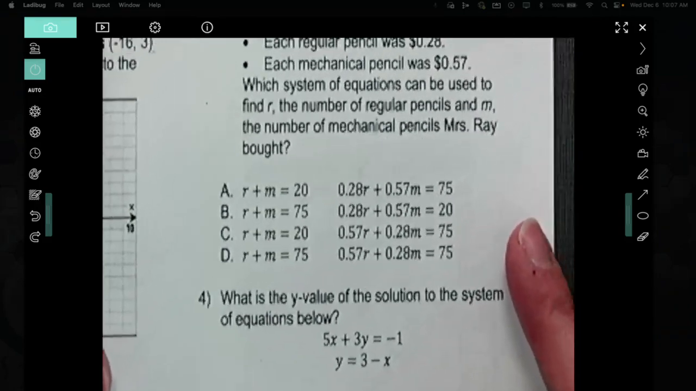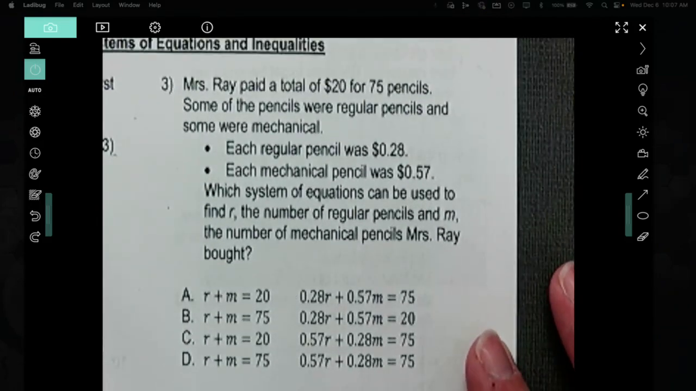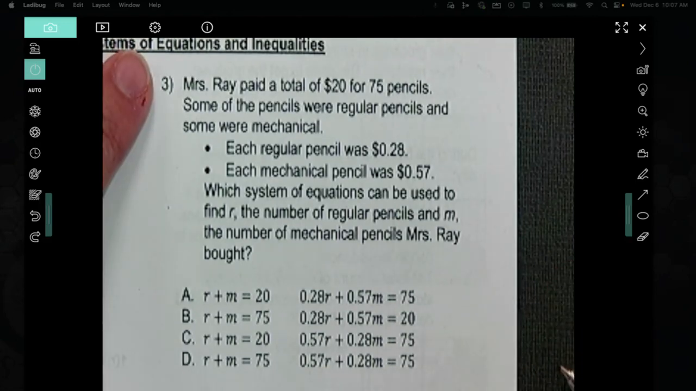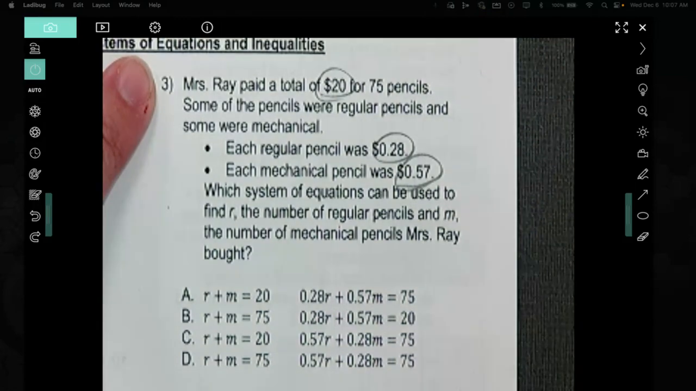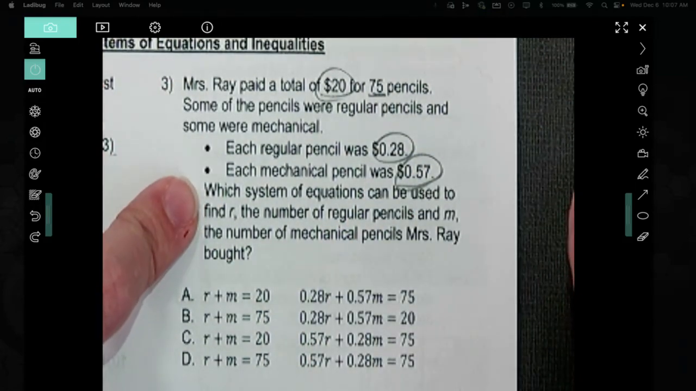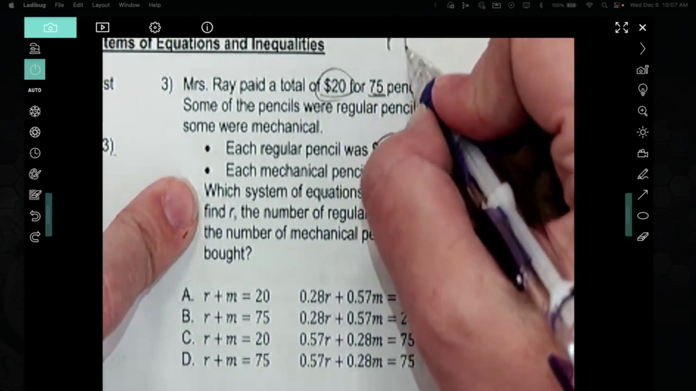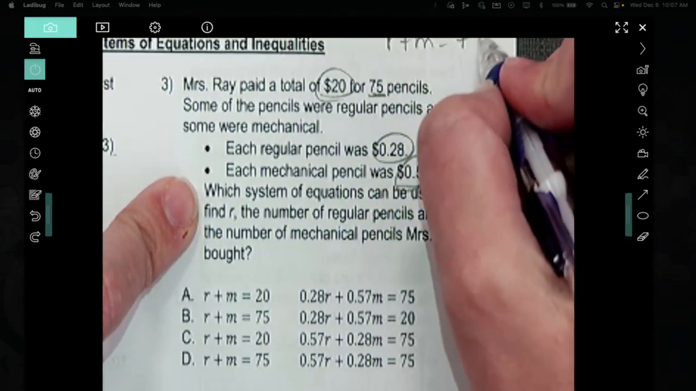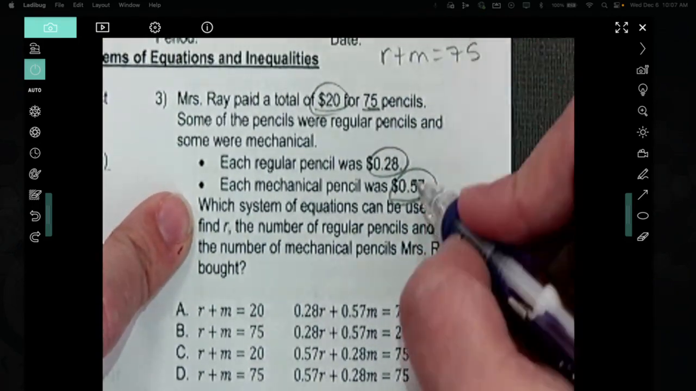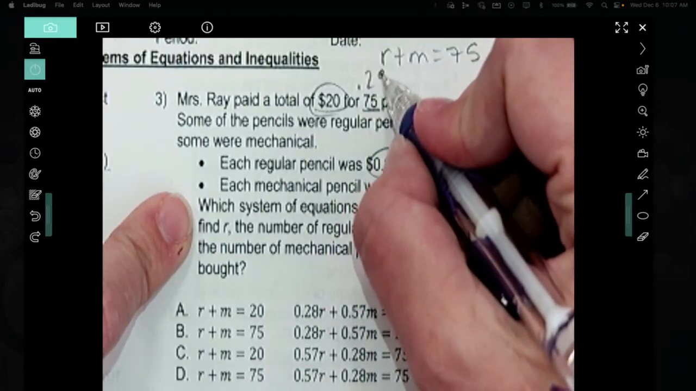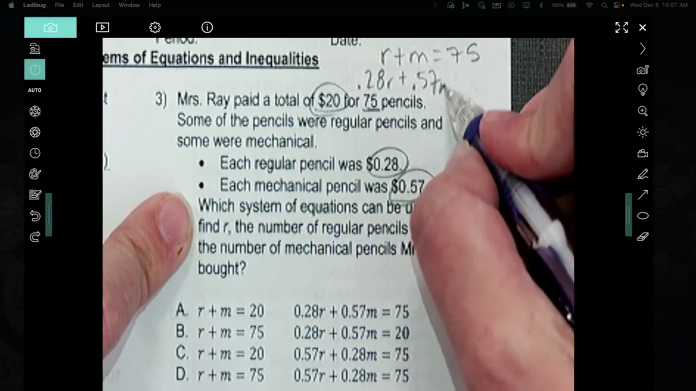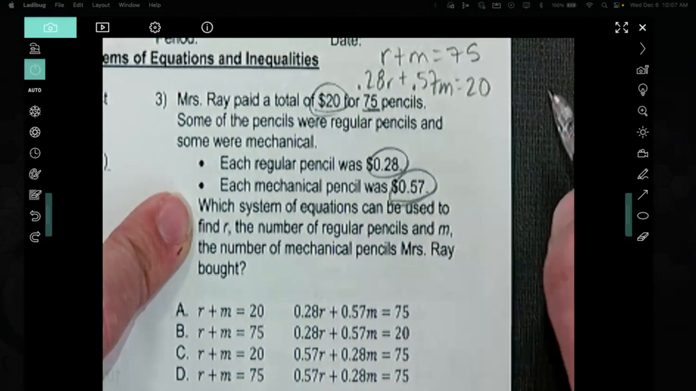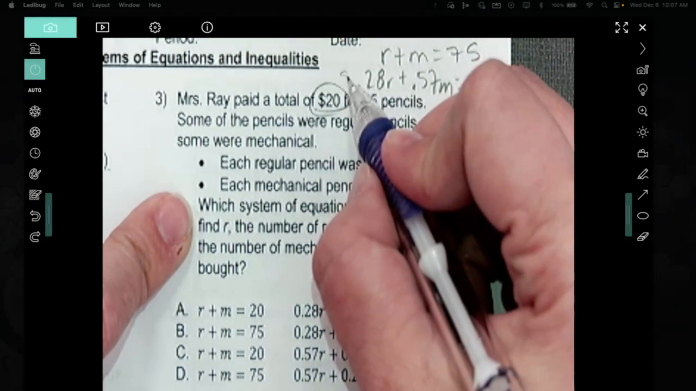Number 3 is talking about writing the system. Please write it out first. Keep in mind, money needs to stay with money. We have 75 pencils, regular and mechanical. So regular and mechanical, I have 75 total. And then I'm going to keep money with money, 28 cents for a regular, 57 cents for a mechanical is $20. So this is my money equation.